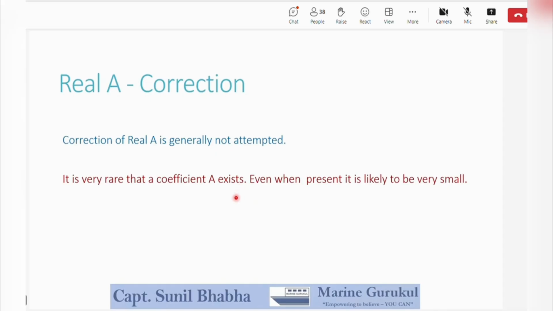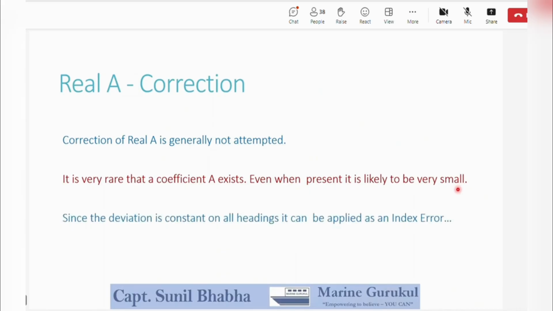because these kinds of soft iron structures are not present on the ship. Whatever soft iron structures are present, they are symmetrical about the compass location. Even when it is present in some ship, it is likely to be very, very small. So this is the reason why we do not attempt the correction of real A.